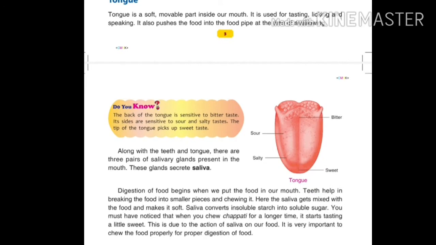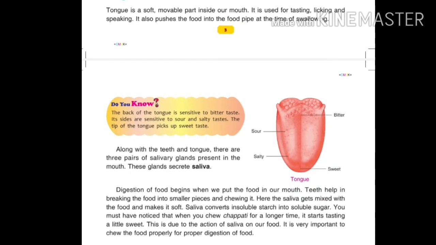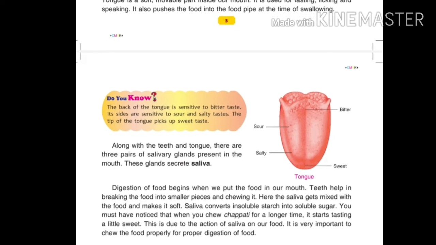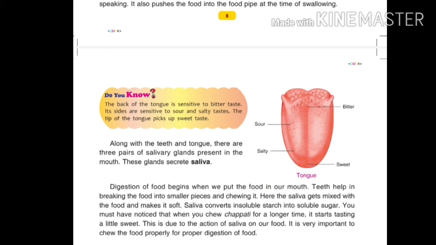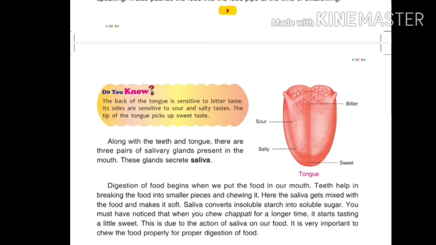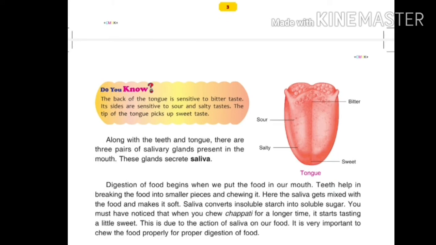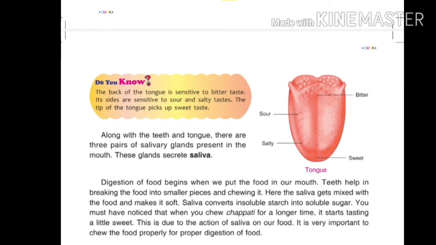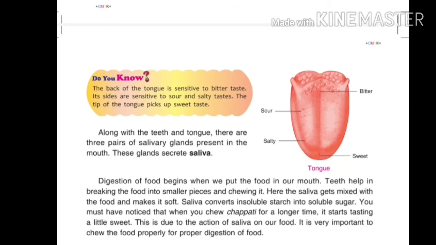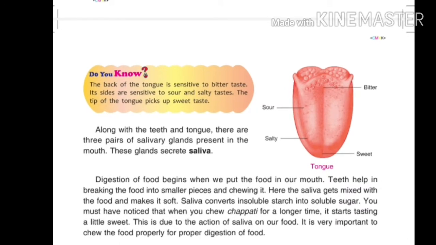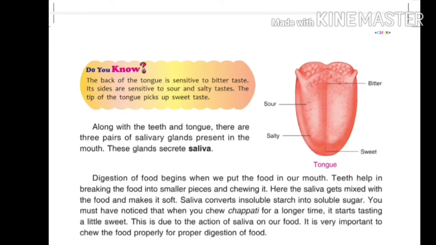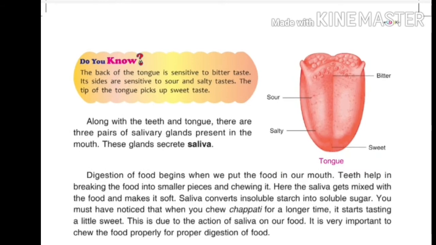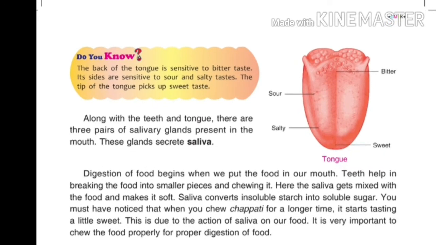Along with the teeth and tongue, there are three pairs of salivary glands present in the mouth which secrete saliva. In other words, which we know as thuk, the water present in our mouth. Our tongue helps us to taste different things which we eat. The front of our tongue helps us to taste sweet things. The right side front helps us to taste salty things. The back side of the right side helps us to taste salty things. And the left side back helps us to taste bitter things.